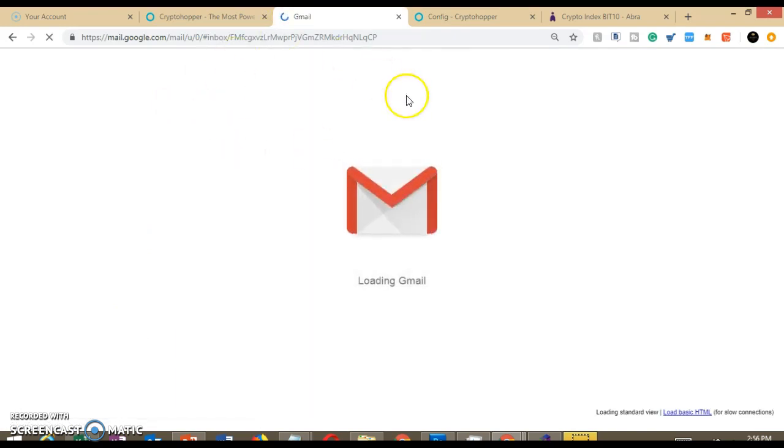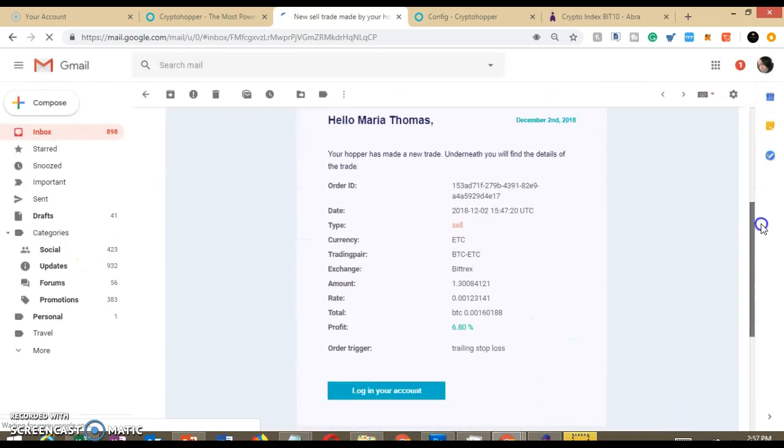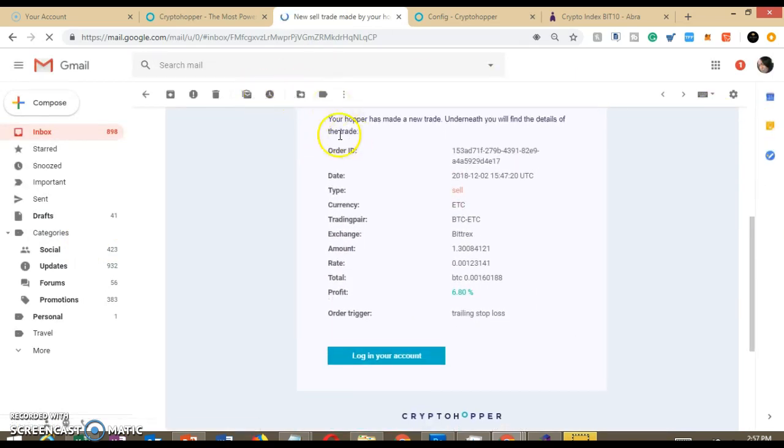Oh no, well I had it open, but I'll show you here in just a second what it looks like when you receive a trigger, a new trigger. It says here, your Hopper has made a new trade. Underneath you will find the details of the trade. So again, I will get this email notification every time it either buys or sells a trade.